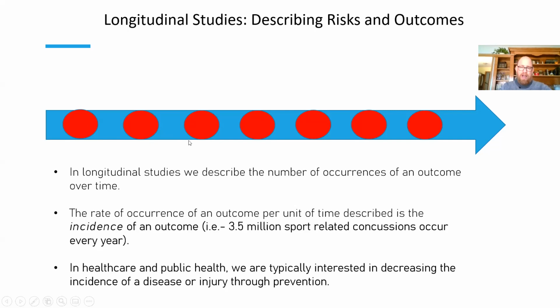Now, this ultimately is the incidence. If we're describing the rate of injury in a longitudinal study over the course of time, that is known as the incidence of an injury. So we could deduce, based on the average over a 7-year period of time, that the incidence of ACL injury is approximately, we're just going to throw in a number, 100,000 ACL injuries every year. That's an incidence number.